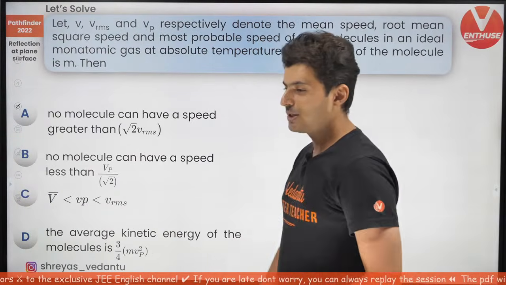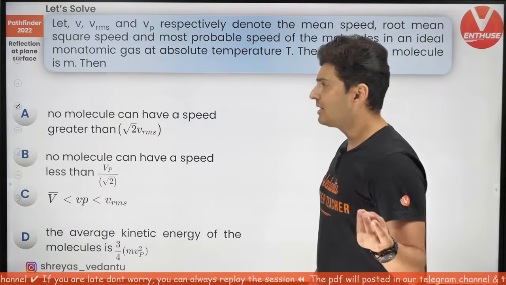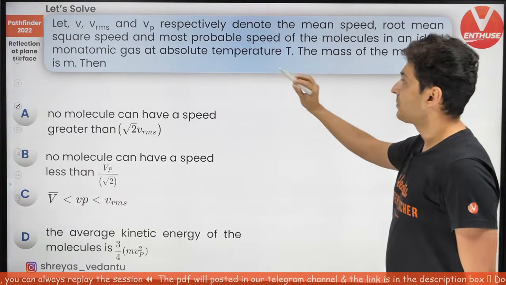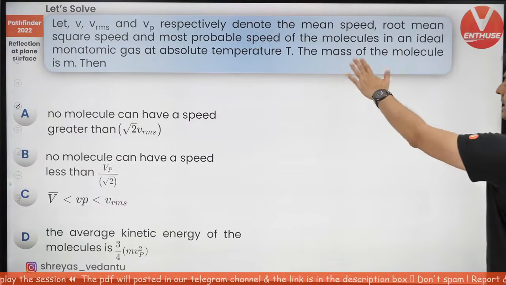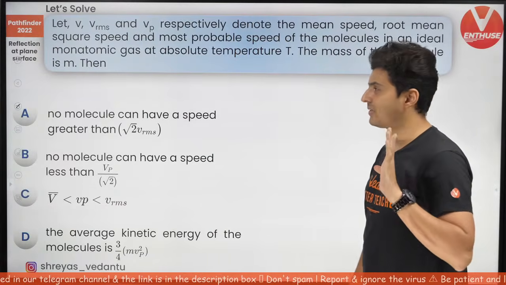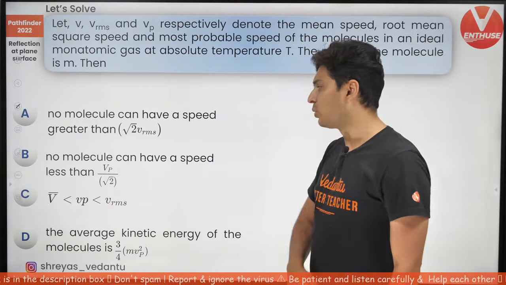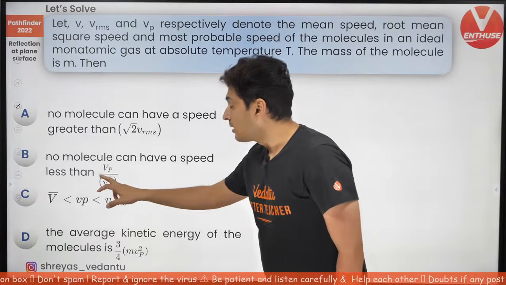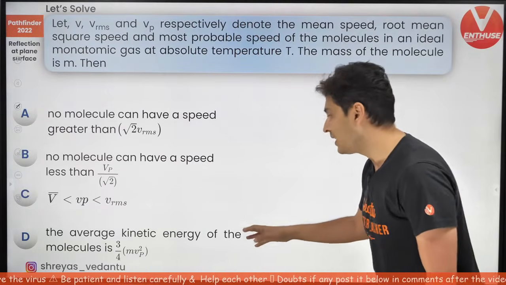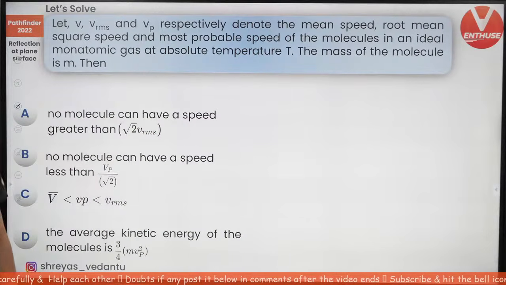This is very interesting. Many students are going to make some silly mistake. Here, V, VRMS, VP: V is average, VRMS is RMS, VP is the most probable speed of the molecules. And it's a monoatomic gas at temperature T. The mass of the molecule is M. Only one statement is correct. Let's see how many of you can get this. No molecule can have a speed more than √2 times VRMS. No molecule can have a speed less than 1 by √2 times VP. The average speed is less than the most probable speed, which is less than the RMS speed. And the average kinetic energy of the molecule is 3 by 4 m Vp square.